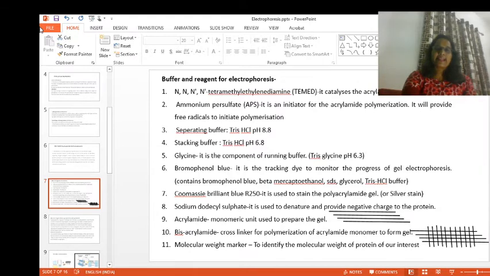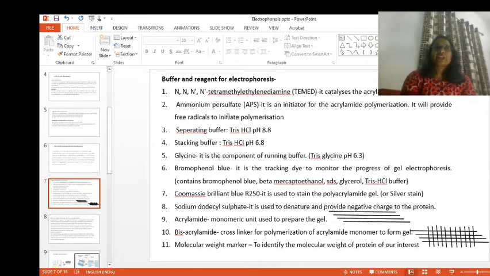The first one is N,N,N',N'-tetramethylethylenediamine, commonly called TEMED. It catalyzes the acrylamide polymerization. Acrylamide is a neurotoxic agent that is commonly used in the polymerization reaction, and the monomeric units of acrylamide get polymerized in this type of reaction. So the catalyst which acts here is TEMED.